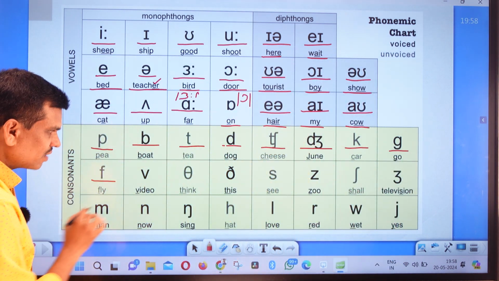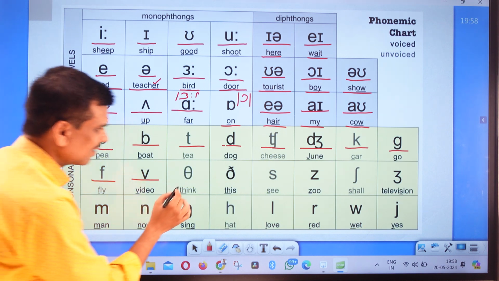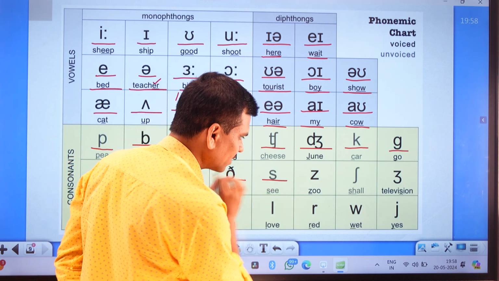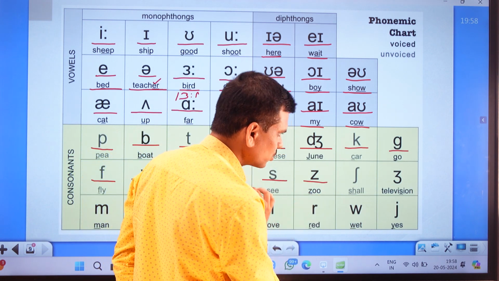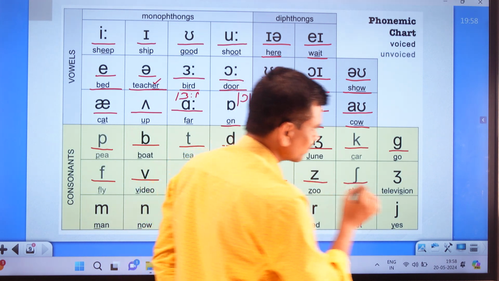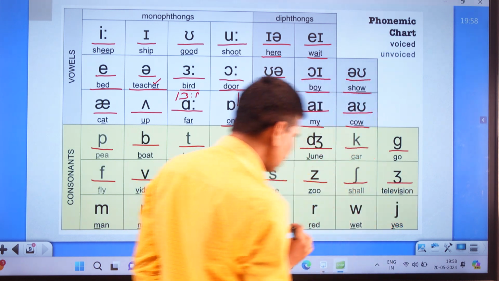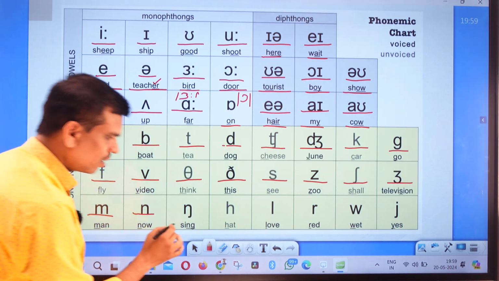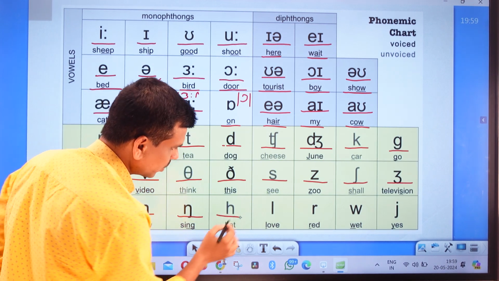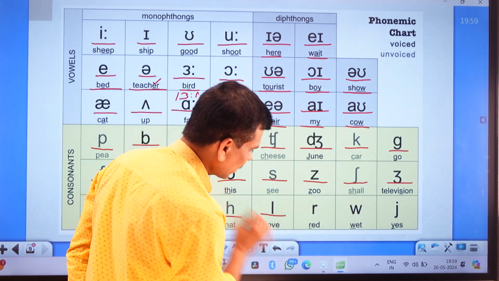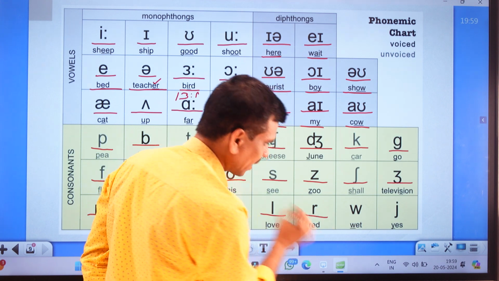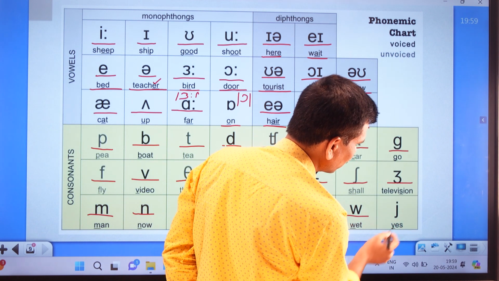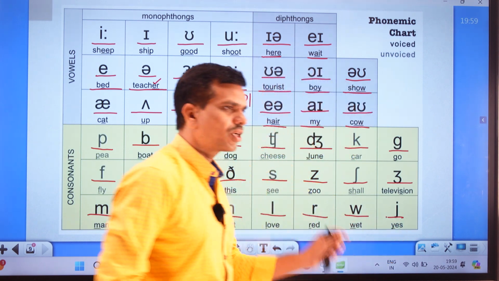F sound as in fly, V sound as in video, Th sound as in think, Th sound as in this, S sound as in see, Z sound as in zoo, Sh sound as in shell, and J sound as in television, M sound as in man, N sound as in now, Ng sound as in sing, H sound as in hat, L sound as in love, R sound as in red, W sound as in wet, and Y sound as in yes. So these are 24 consonants.